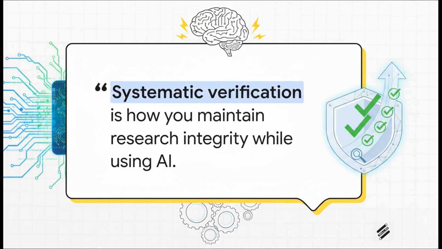This brings us to our core operating principle moving forward. Systematic verification is how you maintain research integrity while using AI. Our professional credibility, our reputation with clients, and the validity of our deliverables, they are entirely dependent on building these workflows right now before we actually run into a crisis. Don't wait until you're done analyzing data to start figuring out how to verify it.